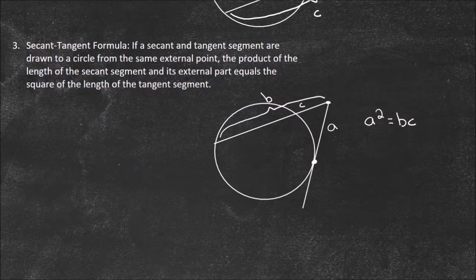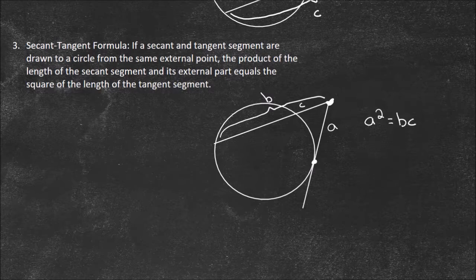Closely related to the secant formula, we have the secant tangent formula, which is when we have a secant and a tangent joining at the same external point. Again, we take the length of the entire secant, B, multiplied by the external part of that secant, C, and that equals A, the tangent length, squared. A is the length from the external point to the point where the tangent touches the circle, because a tangent only touches the circle at one point. So it's basically A times A equals B times C.